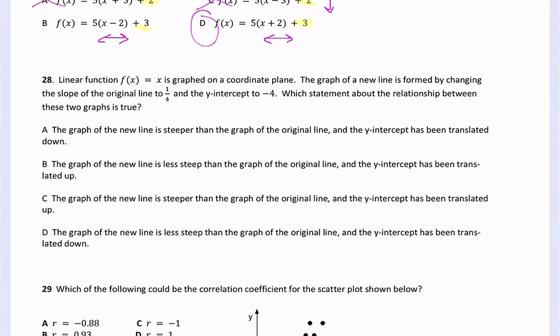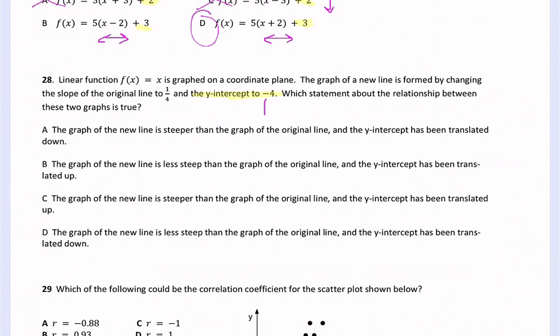Linear function f of x equals x is graphed on a coordinate plane. The graph of a new line is formed by changing the slope of the original line to 1/4 and the y-intercept to -4. Which statement about the relationship between these two graphs is true? All right. I don't know. I like the y-intercept. To me, it's the easier one to focus on.